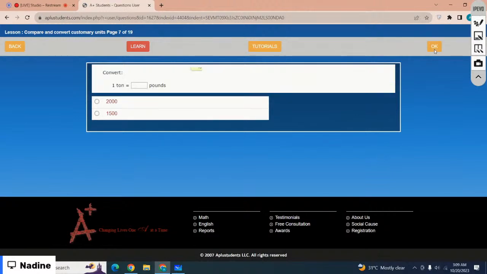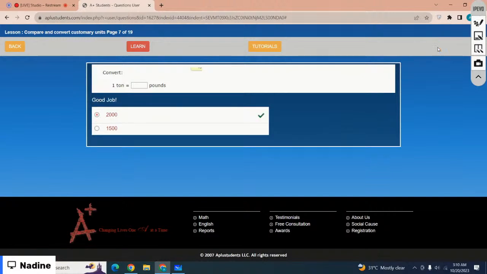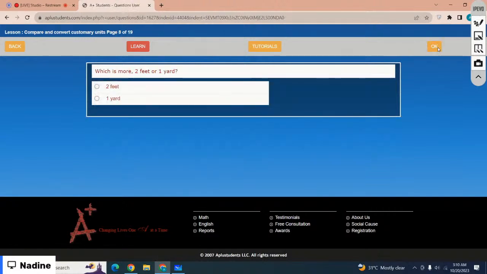Okay, 1 ton equals how many pounds? Yes, that is 2000. 1 ton equals 2000 pounds. These are the very basic conversions. We did them in last class, right? 1 ton equals 2000 pounds.